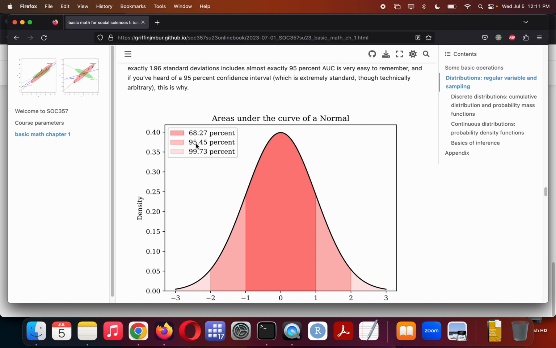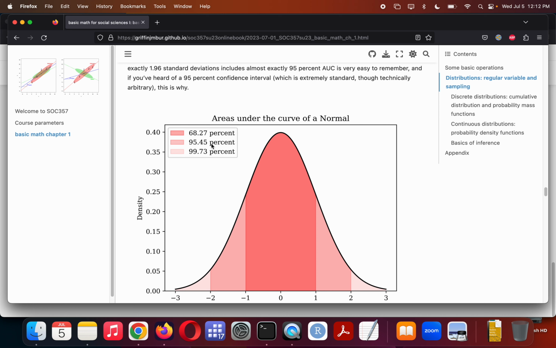So these are really nice, especially this middle one here, because 95 is a pretty easy number to interpret. It's most of the area under the curve, but there's still some marginal difference between it and the total area under the curve. And it happens to be associated with this nice number. And in fact, going exactly 1.96 standard deviations is almost exactly 95% of the area under the curve. So if you've ever heard of a 95% confidence interval, which is extremely standard, even if it's technically arbitrary, this is why. So we're going to focus on this here, this 95%.